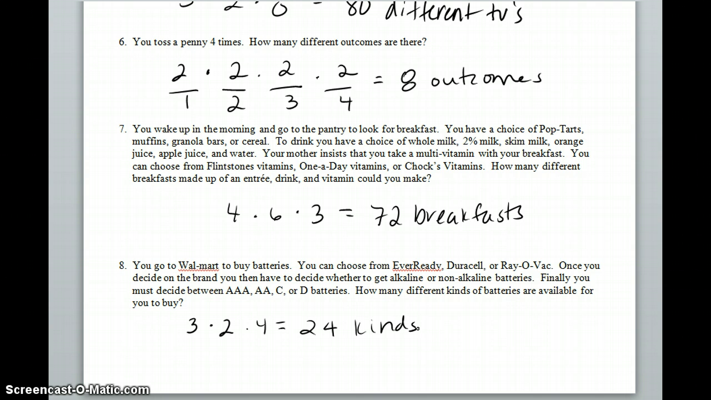All right, that concludes the counting principle where you are not filling in a position.